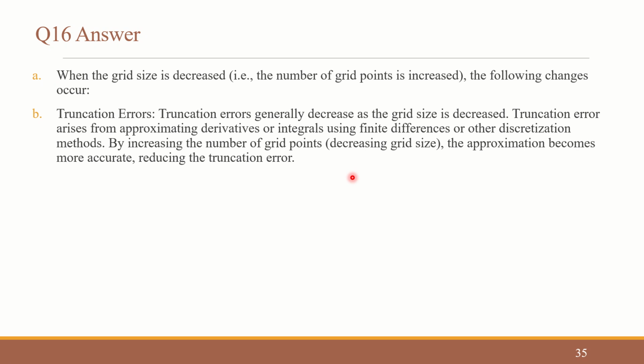Truncation error generally decreases as the grid size is decreased, and it arises from approximating derivatives or integrals using finite differences or other discretization methods. When you are increasing the number of grid points, approximation becomes more accurate. So obviously the error will reduce. So option 1 is false.